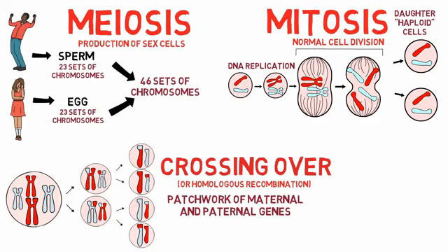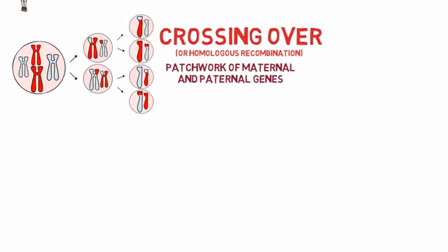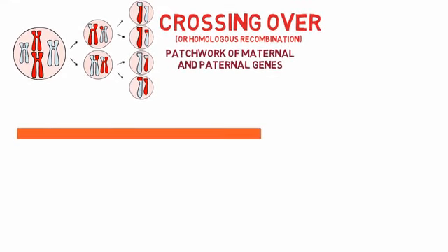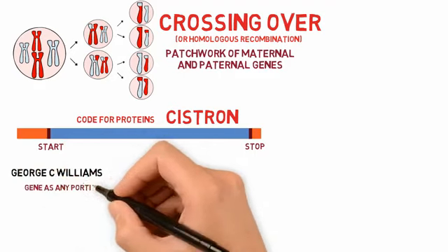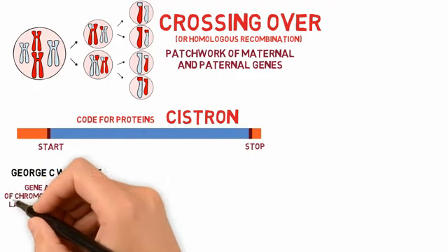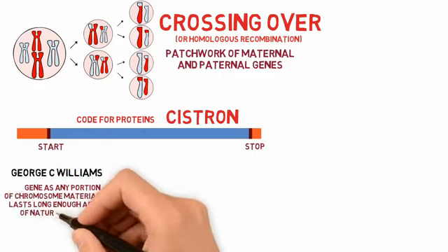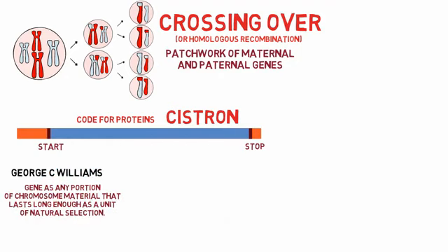We come back to the question of how to define a gene. If we like, we can define genes as a sequence of nucleotides lying between the start and end signals that code for proteins, which are called cistrons, a term that is sometimes used interchangeably with the term genes. Dawkins uses George C. Williams' definition of a gene as any portion of the chromosomal material that potentially lasts long enough generations to serve as a unit of natural selection.